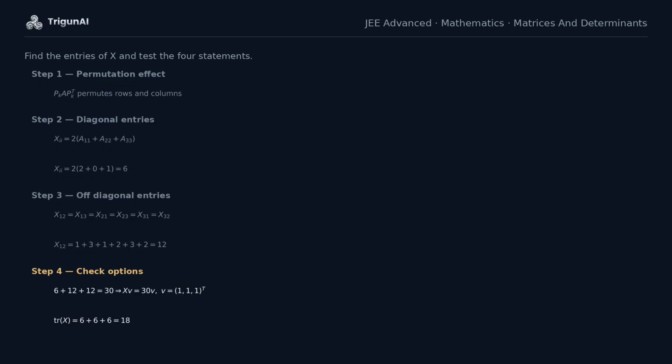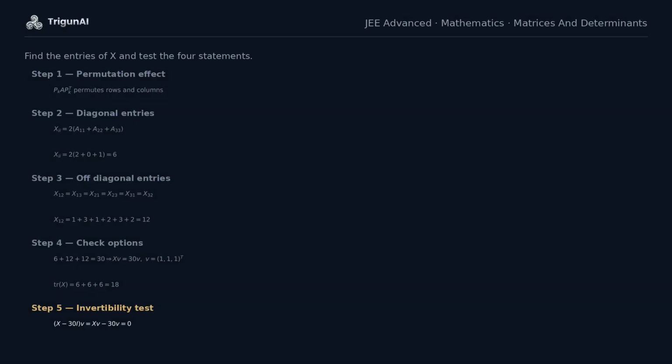Also, x is symmetric because opposite of diagonal entries are equal and its trace is 18. Finally, the work function is photon energy minus the stopping potential energy for the first source.